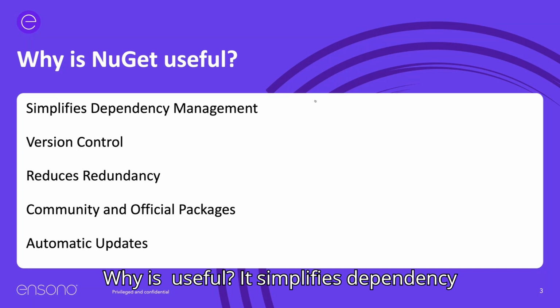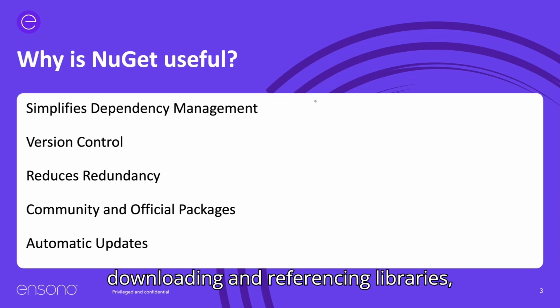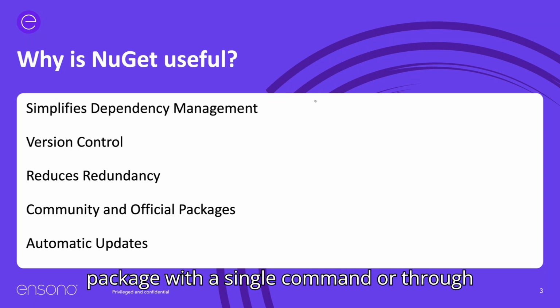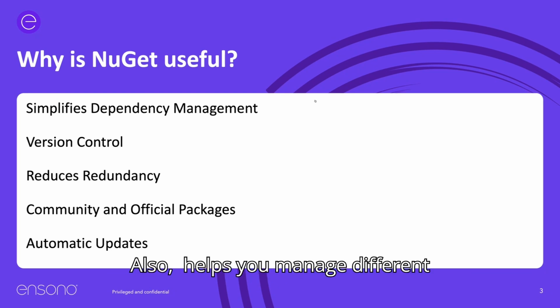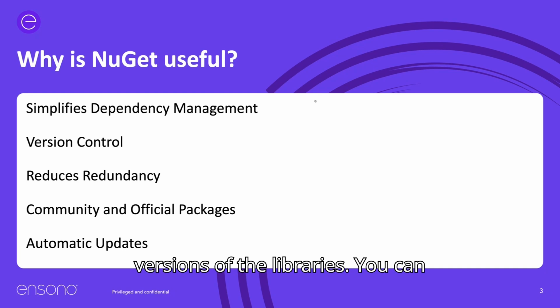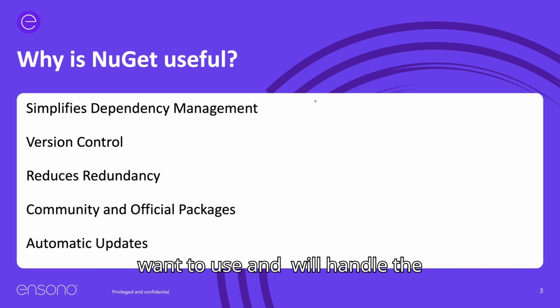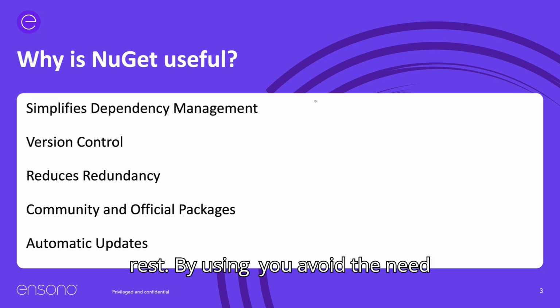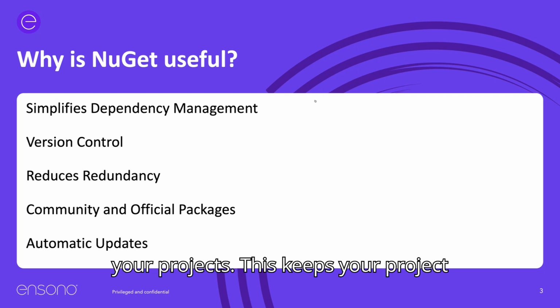Why is NuGet useful? It simplifies dependency management. Instead of manually downloading and referencing libraries, NuGet automates this process. You can add a package with a single command or through your IDE. Also, NuGet helps you manage different versions of the libraries. You can specify which version of the package you want to use, and NuGet will handle the rest. By using NuGet, you avoid the need to include library files directly in your projects. This keeps your project clean and reduces its size.